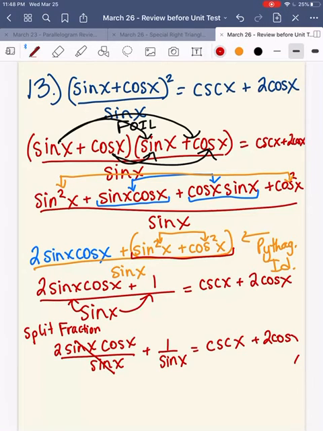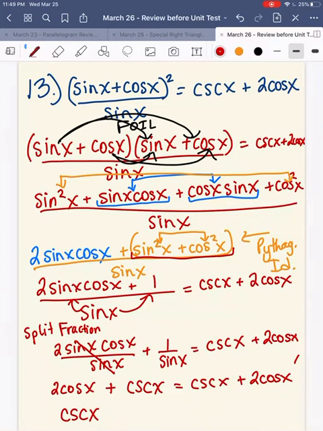Okay, so now do you see this can cross out? So we're left with 2 cosine x plus, and then nothing happens here, but 1 over sine x is cosecant x. And then we're done. Now, they're in opposite orders, but you could easily flip them around. It's because that's not multiplication. Addition is commutative, which means a plus b equals b plus a.